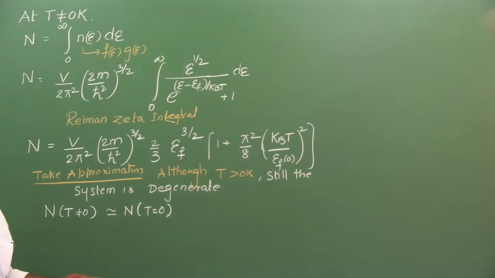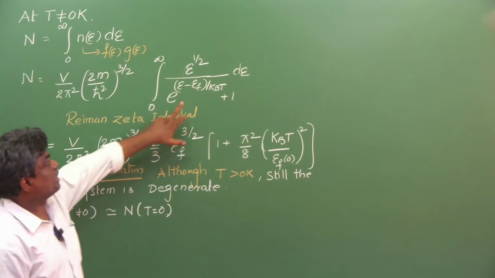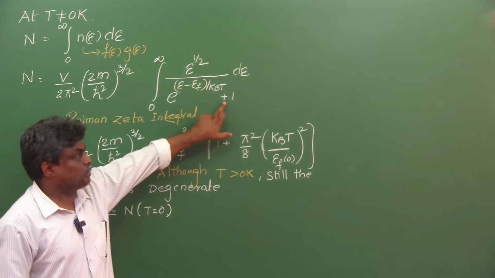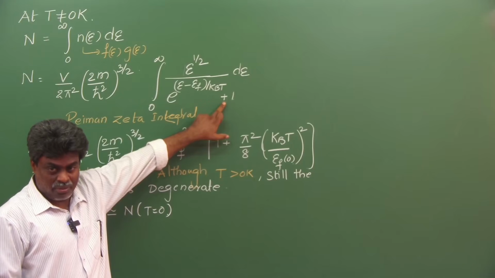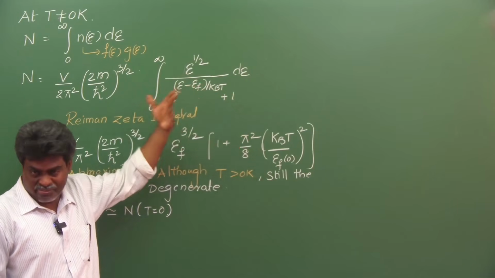We will find the number of bosons. Here we are finding the number of fermions. Only the change is what? The distribution function. Here what you will get? Minus. And here that temperature is called the Bose temperature. Here we call it the Fermi temperature.